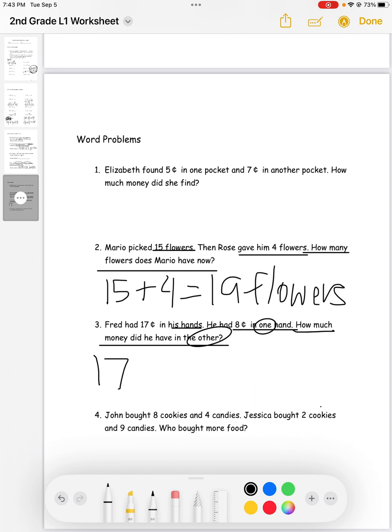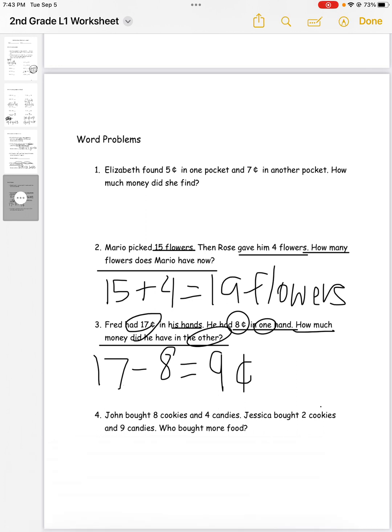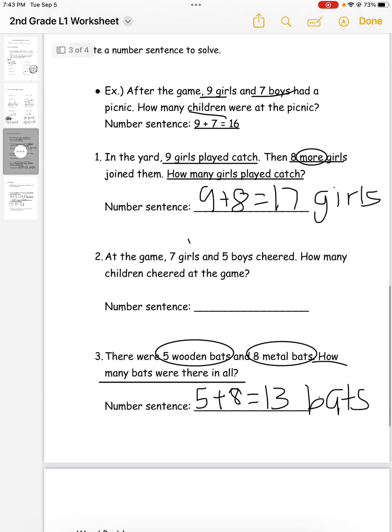So we just have to do 17 cents minus 8. And 17 minus 8 equals 9. So that's how we know that he had 9 cents in the other, because he had a total of 17 cents and he had 8 cents in one hand. And you can do the rest of the problems on your own.